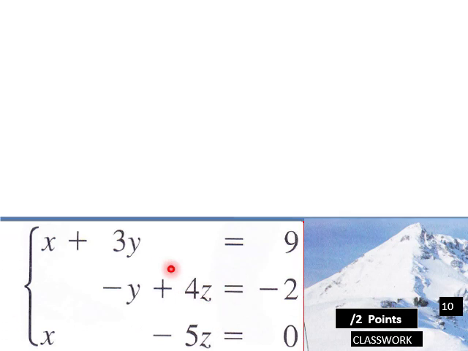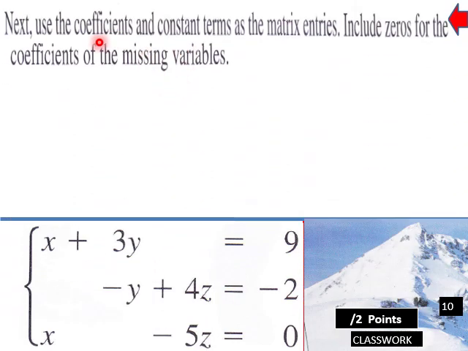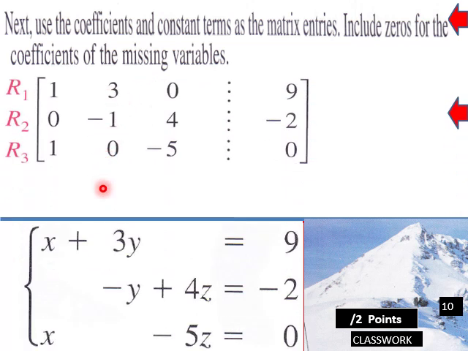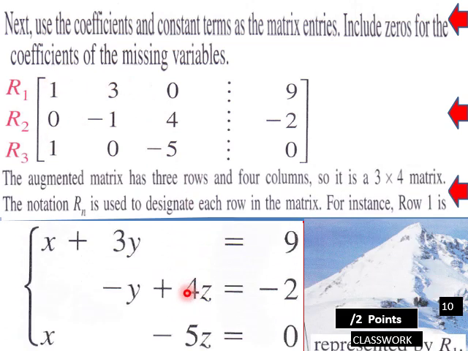When we do that, next use coefficients and constant terms as the matrix entries. It includes zeros for the coefficients of the missing variables. So when we do that, we end up with this. This would be an augmented matrix. Once you go to this step, your next step into an augmented matrix will be here, row 1, 2, and 3. You have zeros here, a 0 here, a 0 up there, and then here are your constants out here, and these are your coefficients for this system here.